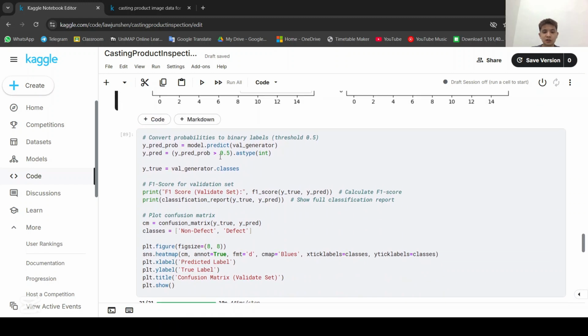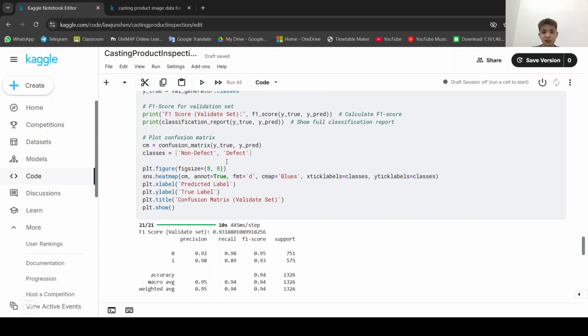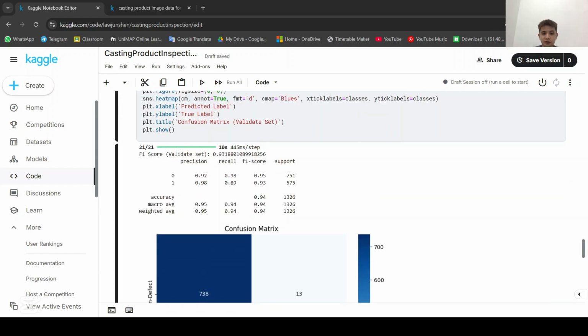The next one is we want to measure the F1 score for the validation set. First we convert the probability to a binary label. After we get the value 0 or 1, we check the F1 score on the validation set. From this F1 score, we can understand that our model achieved an overall F1 score of 0.93, which balances precision and recall effectively. The accuracy is 94%, meaning it correctly classified most samples.